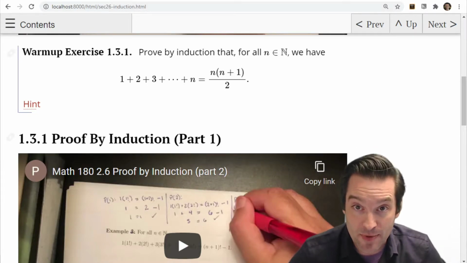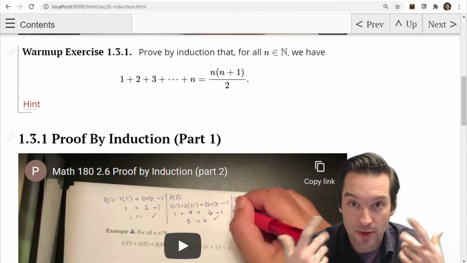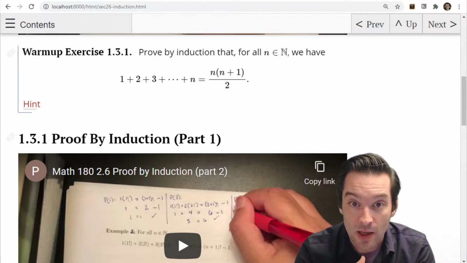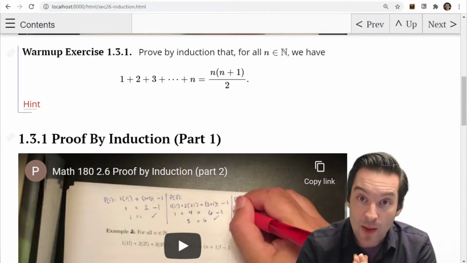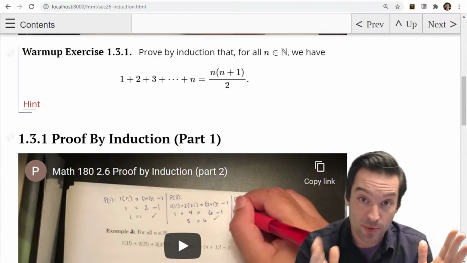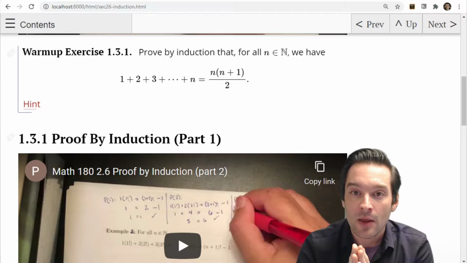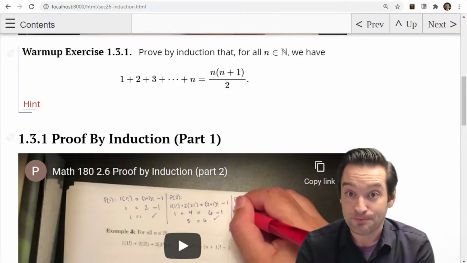Probably the most infamous example of a proof by induction that mathematicians tend to think of whenever we think about induction is this result right here. This is the result that says that for all natural numbers n, if I add up the sum of the first n natural numbers, starting from 1, so 1 plus 2 plus 3 plus all the way up to n, that sum is equal to n times n plus 1 over 2.